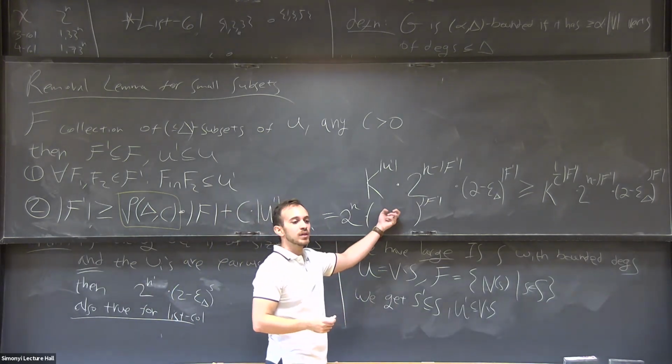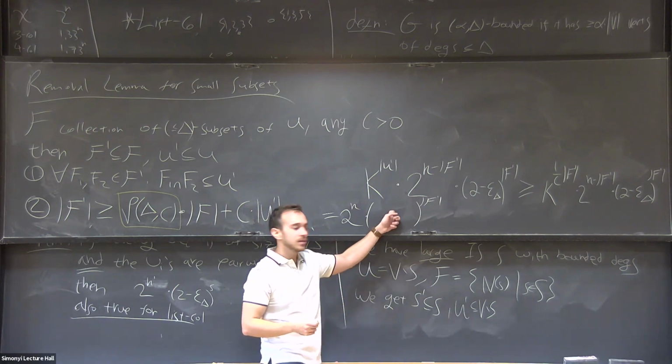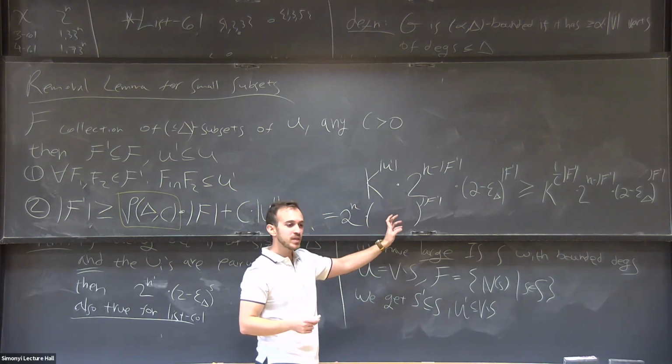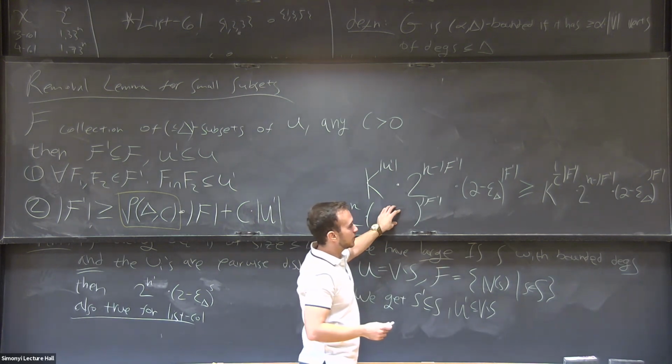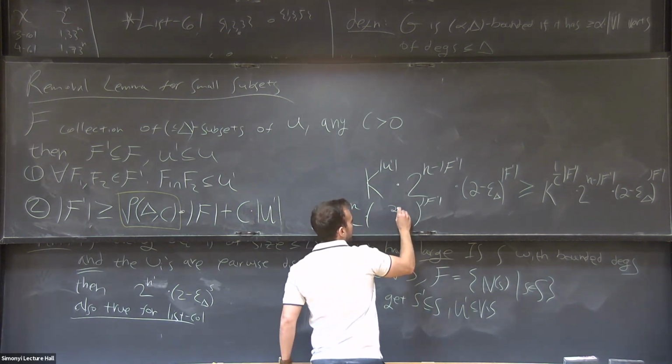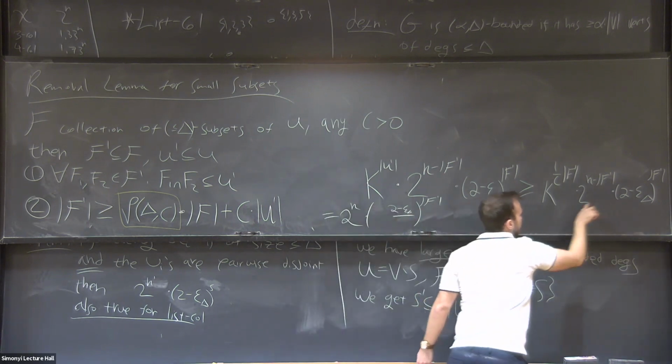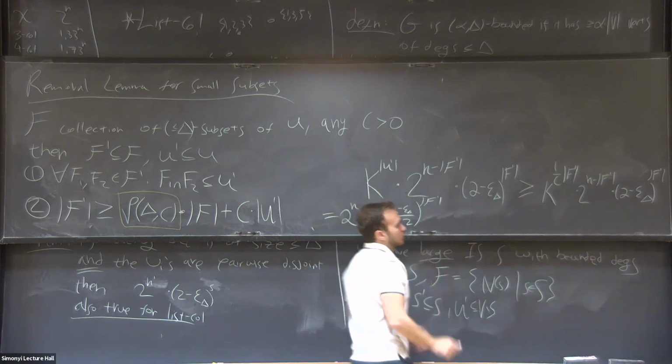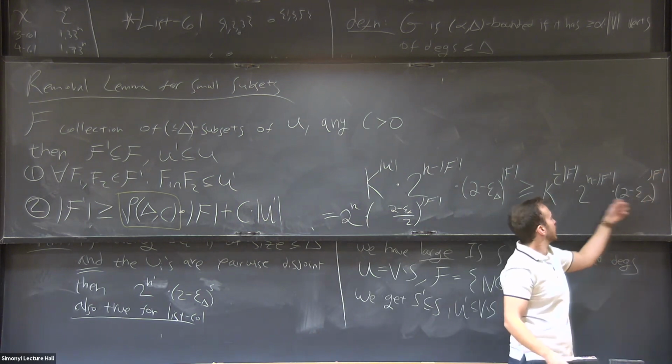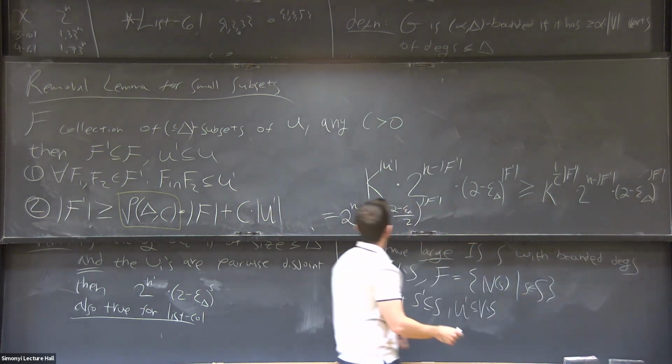So if here I will have something that is less than 1, then I will be happy. And what exactly do I have here? Previously I did have something that is less than 1. I had this 2 minus epsilon over 2. Right, I improved for this F prime from 2 to 2 minus epsilon.